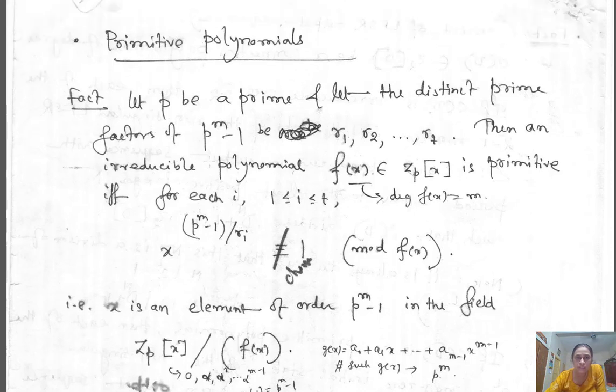Primitive polynomial: this is essentially a checking procedure. How do you check whether a polynomial of degree m is primitive or not? You take all the distinct prime factors of p^m - 1, and this checking is sufficient. This can also be proved in number theory. So this is the check of whether a given polynomial is primitive or not.